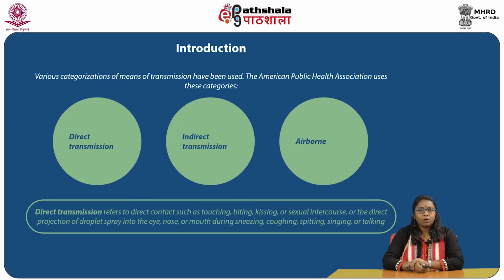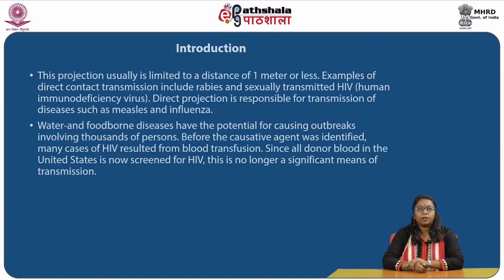Various categorizations of means of transmission have been used. The American Public Health Association uses these categories: direct transmission, indirect transmission, and airborne. Direct transmission refers to direct contact such as touching, biting, kissing, or sexual intercourse, or the direct projection of droplet spray into the eye, nose, or mouth during sneezing, coughing, spitting, singing, or talking. This projection usually is limited to a distance of 1 meter or less.